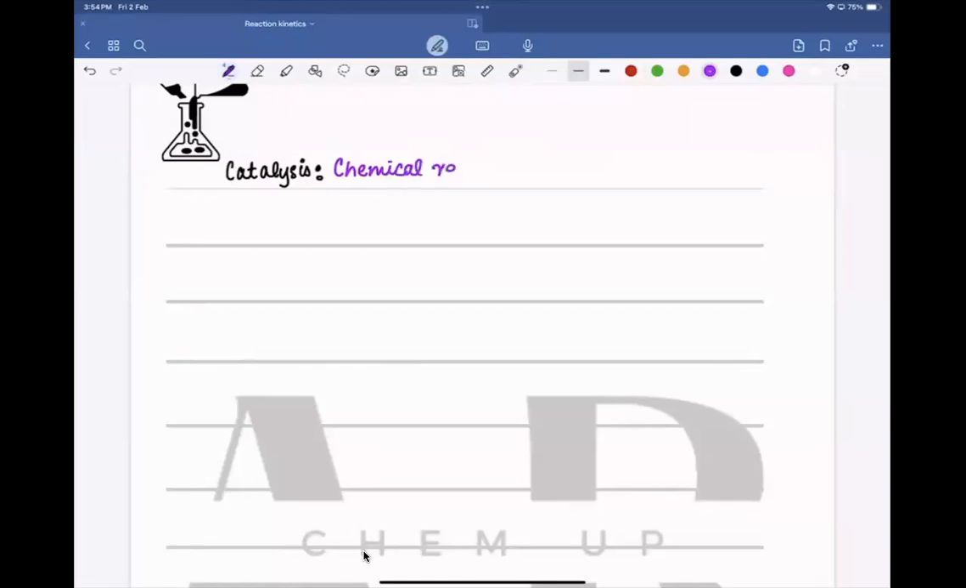Basically, catalysis refers to chemical reactions in which a catalyst is used. If we are performing a reaction without a catalyst, we cannot say it's catalysis. But when we do the same reaction by adding a catalyst to it, then it is catalysis. Is this understandable? Yes, sir.